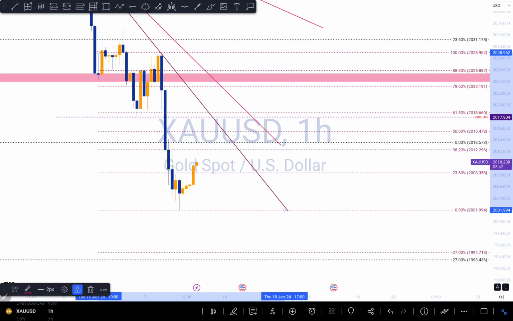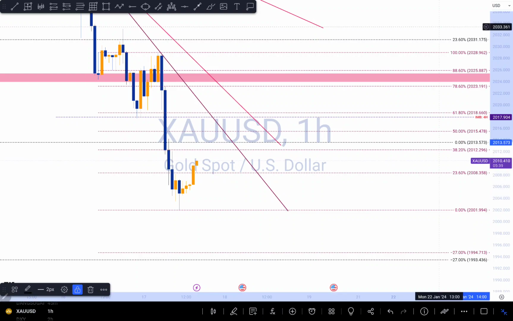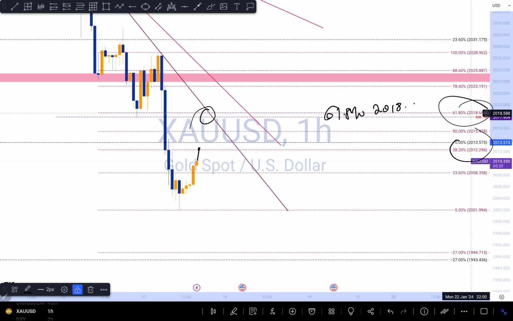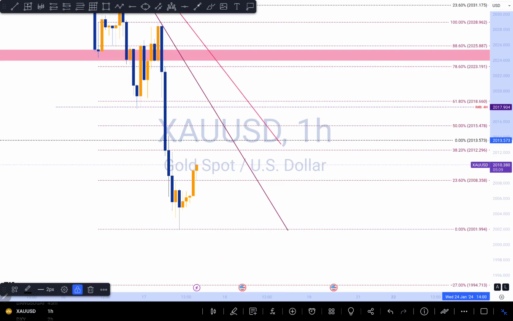I have different scenarios. My first scenario is a rejection off of my 38.2% fib level right around here, because that is where I'm seeing some sort of imbalance. That will be my first spot of interest. And if I still see more momentum after that area, that's certainly my 61.8% fib level, which is 2018.66, around that area. That will be my second point of interest, guys. So that will be where we will be looking forward to.